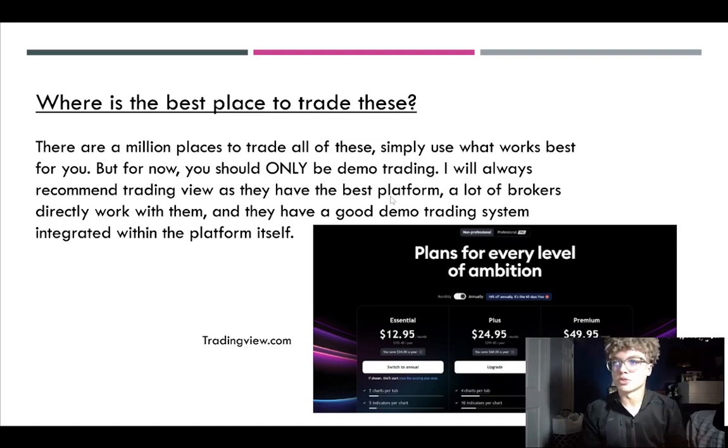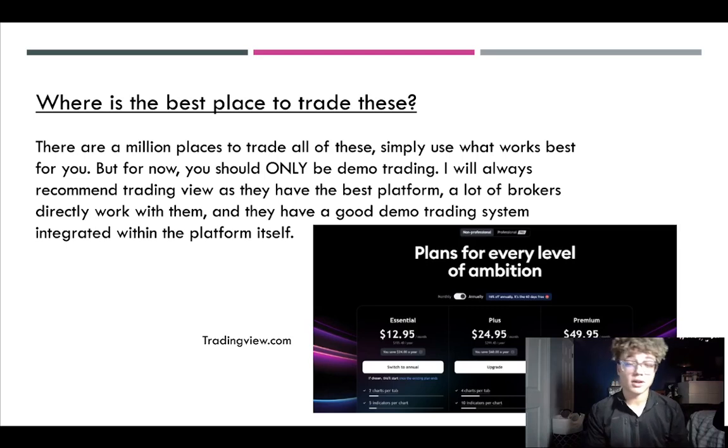And where are the best places to trade these? Without a doubt, you have to use what works best for you, so you have to use the broker that works best for you. Maybe you have to use an offshore brokerage because you want to do forex, whatever the case may be. But for now, you should only be demo trading, and the best place to do that is TradingView. With TradingView, you have to spend $12 a month.